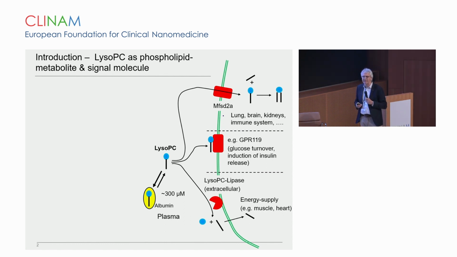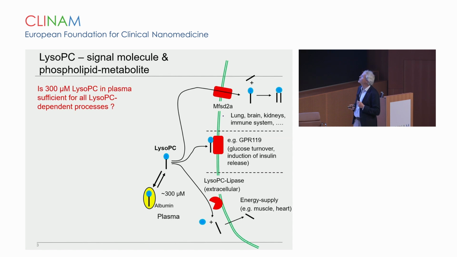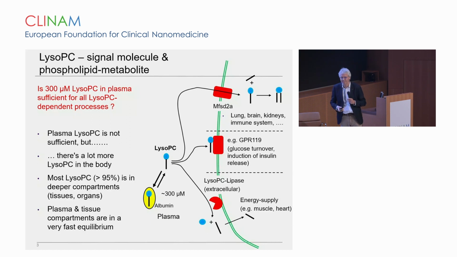You might ask, a lot of jobs for Lyso-P. Is this 300 micromolar Lyso-P, which we have in our plasma, sufficient? For me, I have about 3.5 liters of plasma in my body. This means I have a total of 500 milligrams of Lyso-P in my blood. And is this 500 milligrams of Lyso-P sufficient for all these processes? And the answer is it's not.